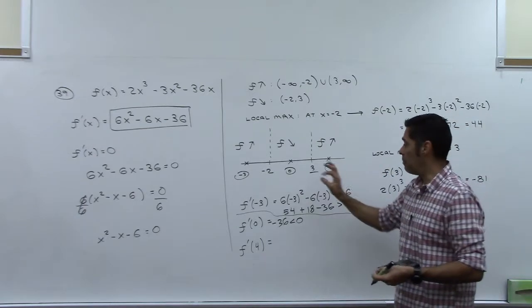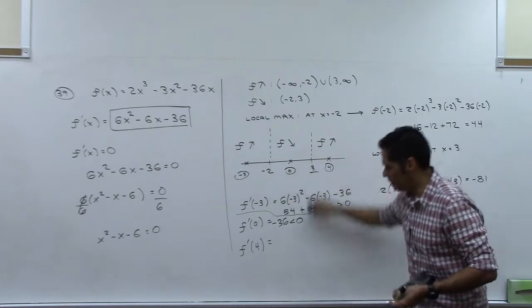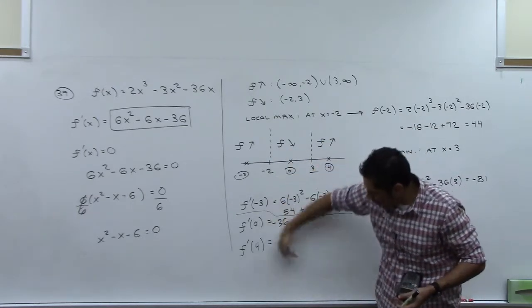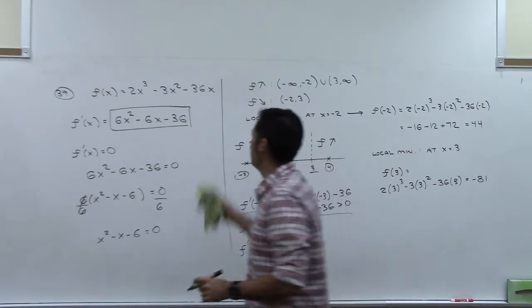So that means, again, if I went and I tried to graph that original function, if I went out to 3, I would have to go down 81, put a dot, and my graph will go down and then back up there. All right, that's 39. Let's look at 41.